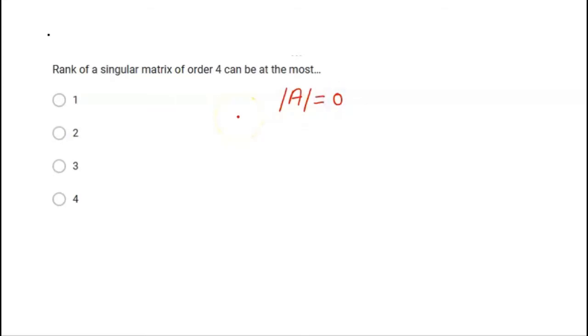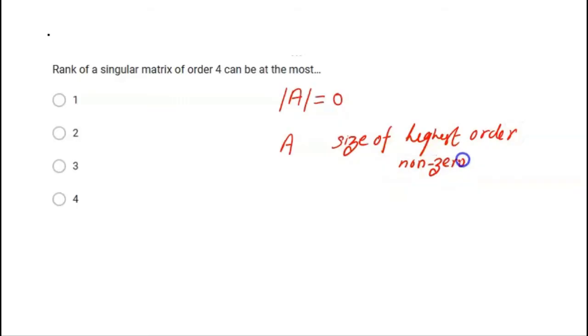Now I hope you know the definition of the rank. The definition of the rank tells you, let me repeat it for your convenience, that suppose A is a matrix and its determinant is equal to 0, it means it is a singular matrix. Now what is the rank? Rank is the size or order of the highest order non-zero minor. It means what?